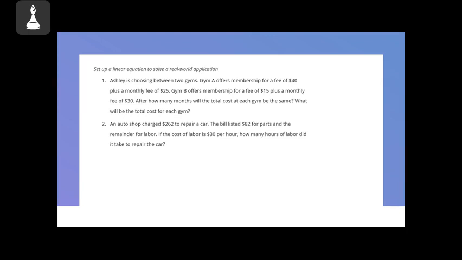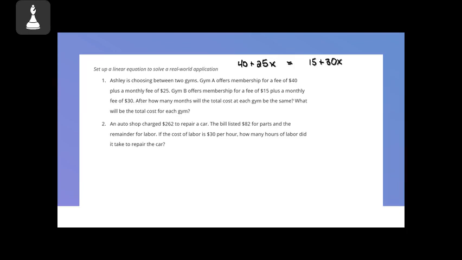Well, Gym A is $40 plus $25 per month. So Gym A is $40 plus $25 each month, so 25x. Gym B is $15 plus $30 each month, or 30 every x every month. We want to determine after how many months these will be equal. So I'm going to set these two equations equal to each other and solve them.